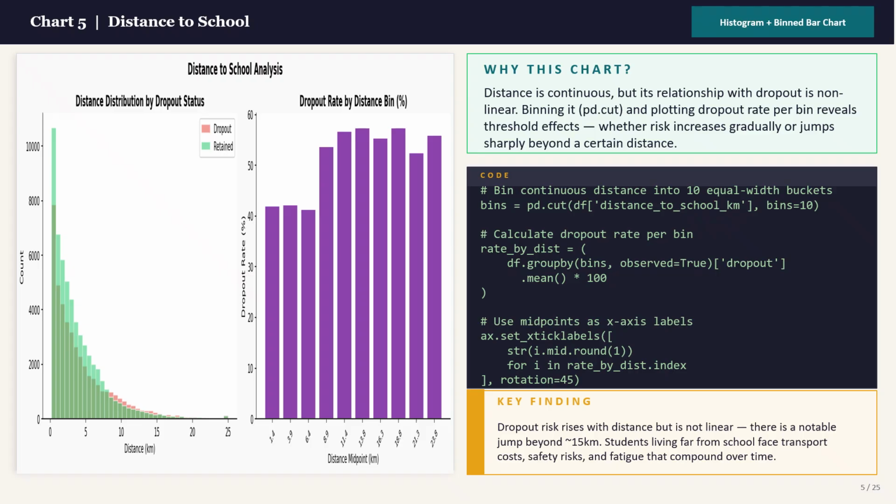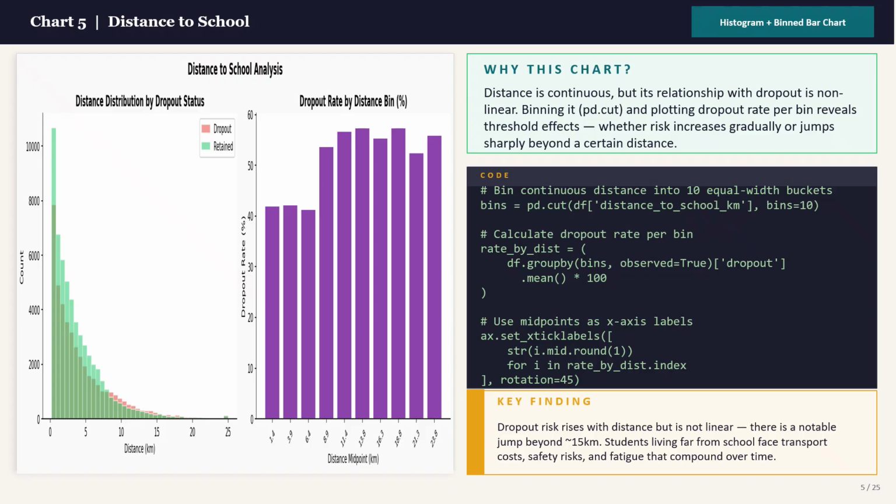And then we also plotted a distance to school analysis against a dropout rate. So distance is continuous, but its relationship with dropout was discovered to be nonlinear. And binning it and plotting dropout rate by bin reveals threshold effects and whether risk increases gradually or jumps sharply beyond a certain distance. So once again, a code snippet of how we get the bin, and then how we calculate the dropout rate per bin, and then how we use midpoints as x-axis labels.